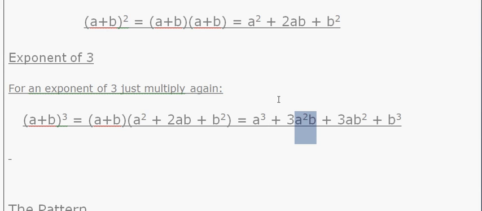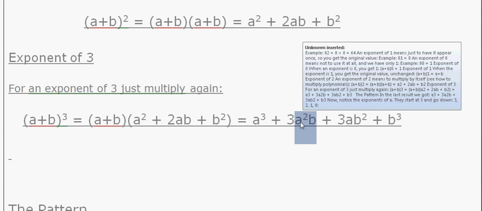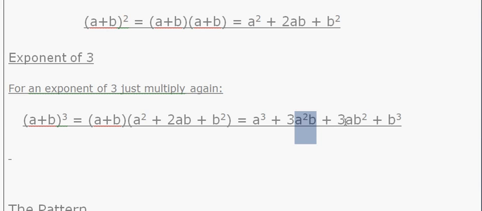The b power 0 increased by 1 and became b power 1. So this means a is decreasing and b is increasing by 1. Okay, again let's move to the next term.